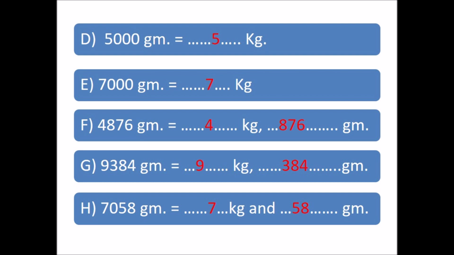We will put the 1000 digit in the kilogram, as 1 kilogram equals 1000 grams, and then the rest of the amount, which is hundreds, tens and units together, we will put beside the gram. So it will be 4 kilograms and 876 grams. Let's solve the next one. 9384 grams. We will put the thousands in the kilogram, which is 9 kilograms, and the rest, hundreds, tens and ones or units, in the gram, which are 384 grams. And the rest will be the same steps.